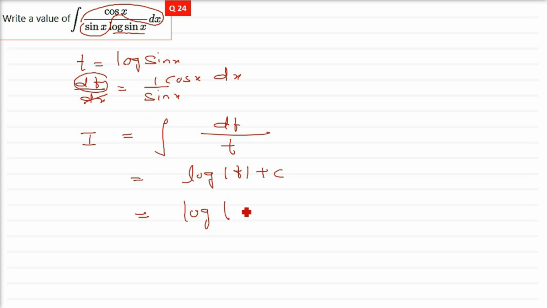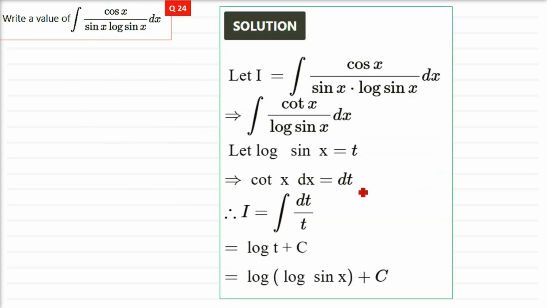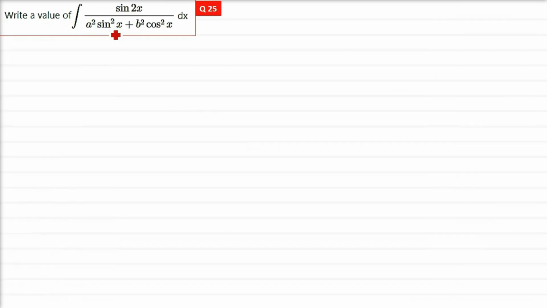And now let's replace this t, which is log sin x, and you can keep it in the modulus bracket plus a constant of integration. Now how this has to be done is in front of you, and since it is a VSAQ, you will be able to solve it easily.